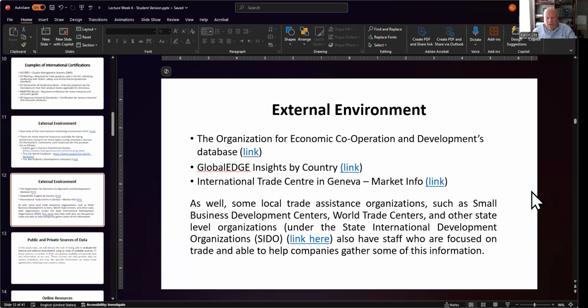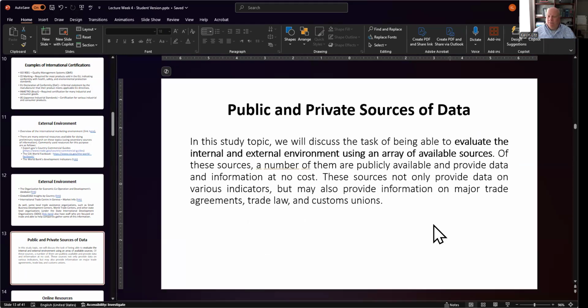Also, I'll just let you see some of the other links here. I believe two of the three of these are pay, while the first is free. There are also various trade organizations that we've talked about before that are willing to give you information as to the country and region into which you wish to export.